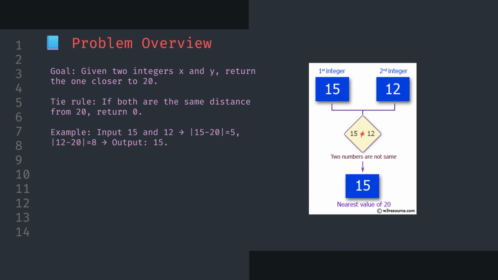This problem is tiny but hits a useful pattern. Compute a metric, compare, then branch. We'll use Math.Abs to compute absolute differences, and a concise ternary expression to choose the results.